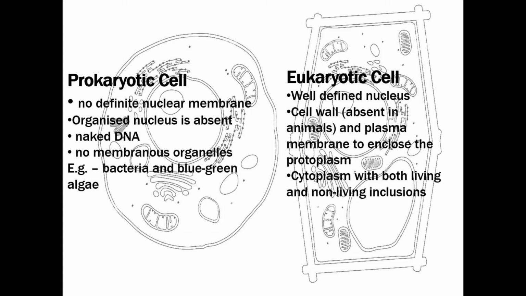So there is a membrane in the cell which actually gives it a shape and a size, and also helps the cell to carry on more complex functions. And lastly, cytoplasm with both living and non-living inclusions. It means the cytoplasm, which is the fluid inside the cell, contains both living inclusions and non-living inclusions as well.